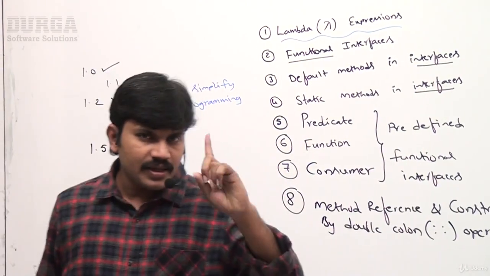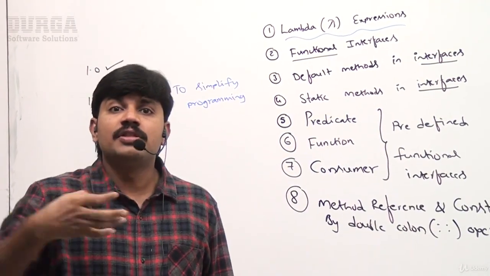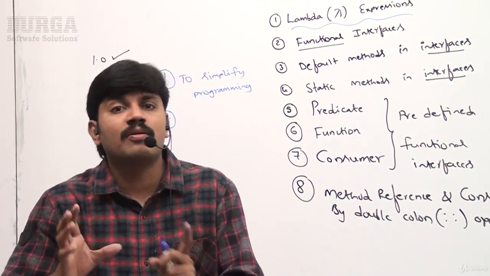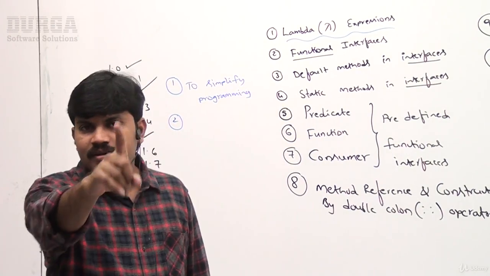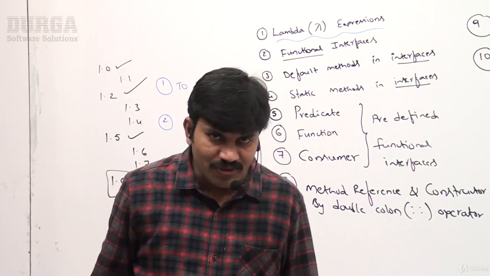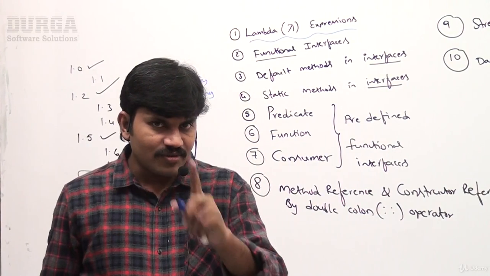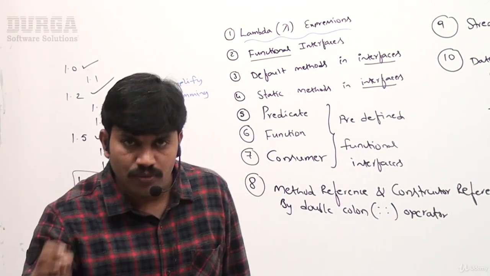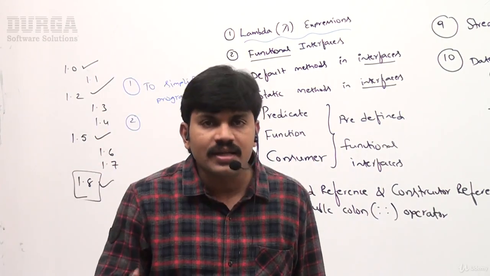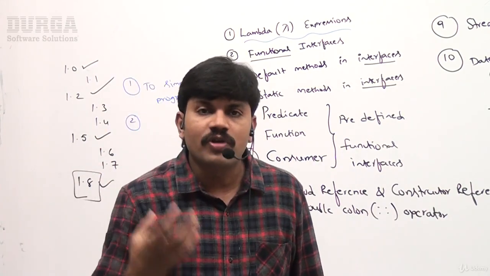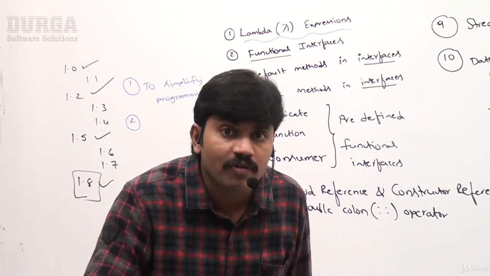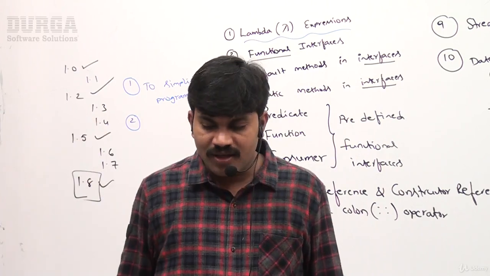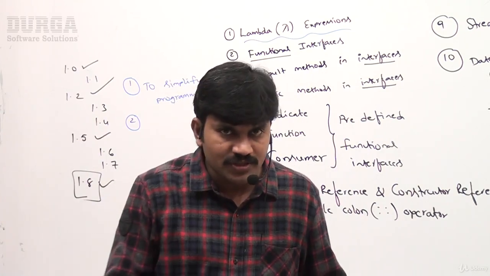So the second intention of this Java 1.8 version is to enable functional programming in Java. It doesn't mean Java is a functional programming language. Even after the 1.8 version, Java is object oriented programming only. We are just getting the benefits of functional programming in the form of lambda expressions. Is it clear for all of you? Is Java object oriented or functional oriented?